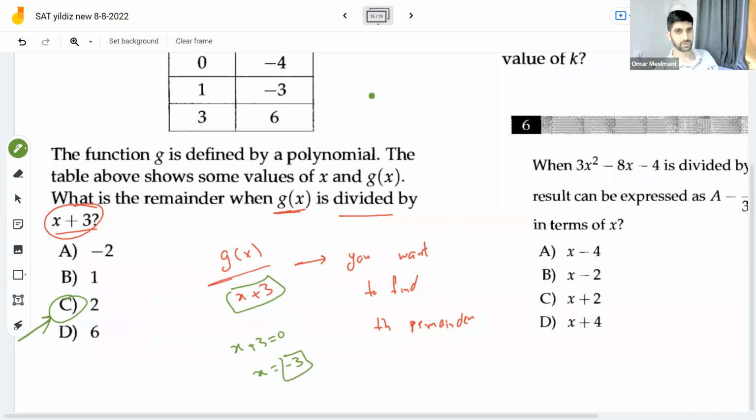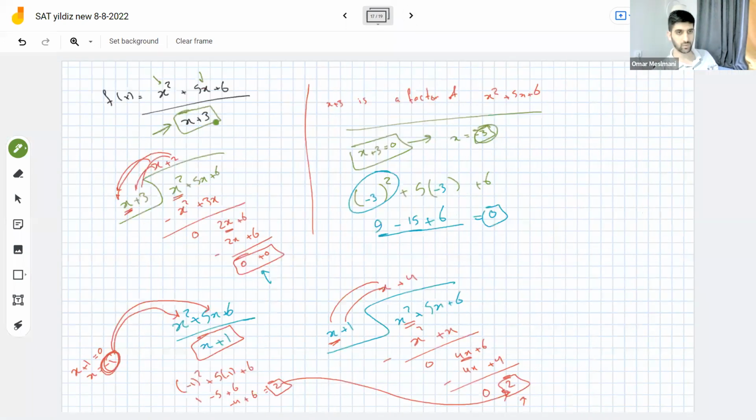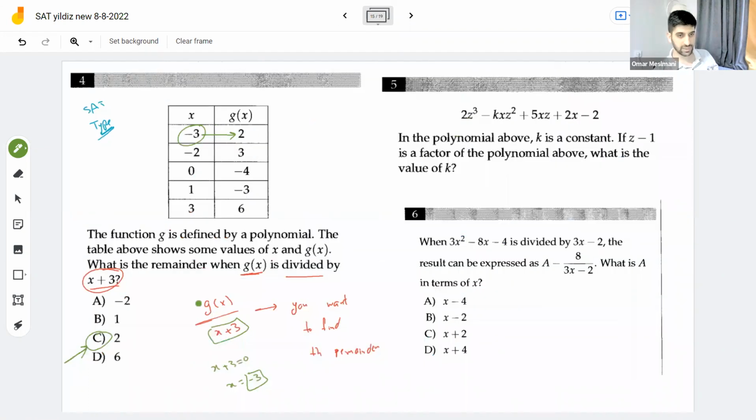Yeah, I told you this. Listen, do you understand this one? I'm saying that you take the denominator, you make it equal 0 here, and then you plug it in, you get the answer. It's exactly the same here. I will take the function g(x) and divide it by x plus 3. So I will take x plus 3 and make it equal 0.